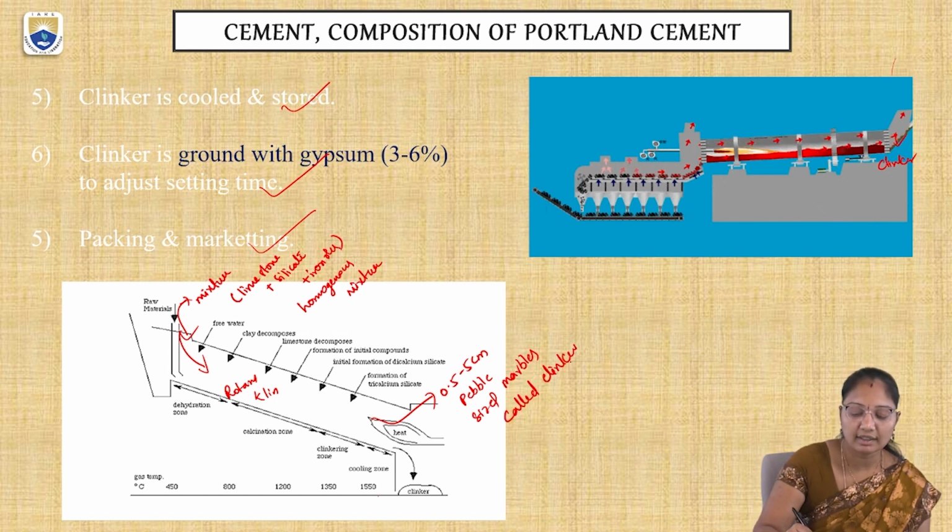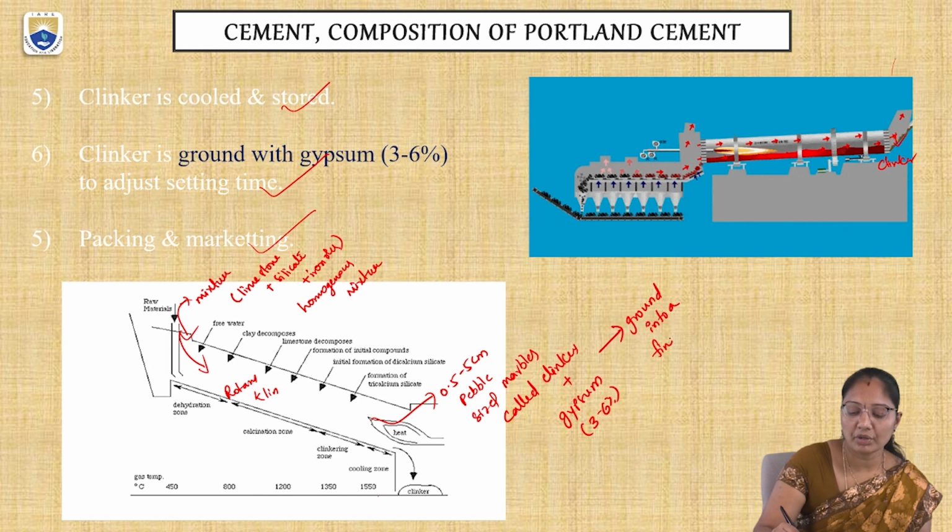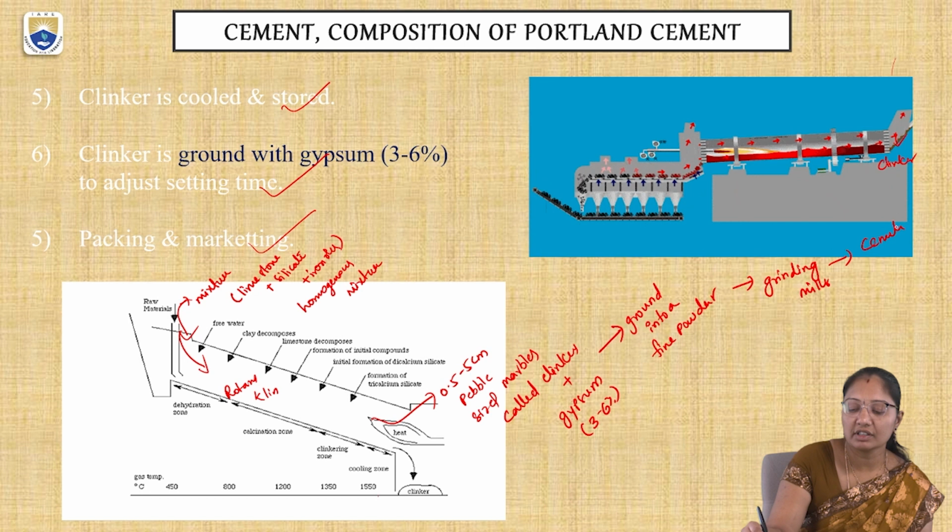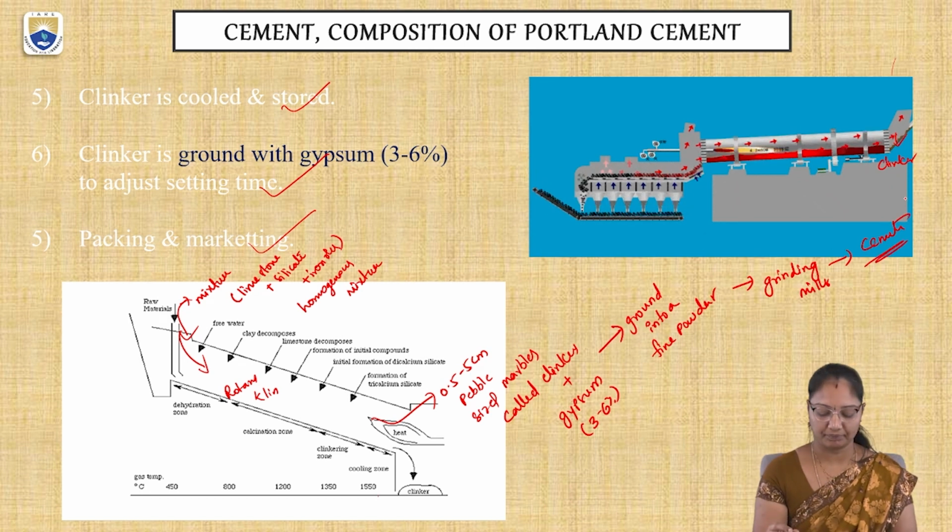Then these clinkers are added with gypsum of 3 to 6% according to the type, then ground into a very fine powder using grinding mills, which results in the formation of cement, which is packed and shipped.